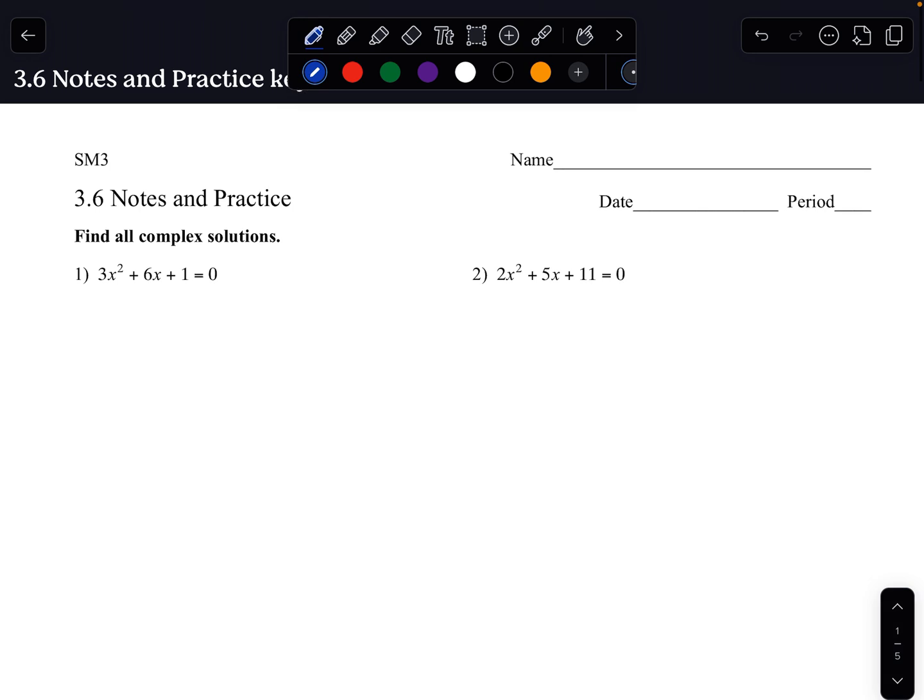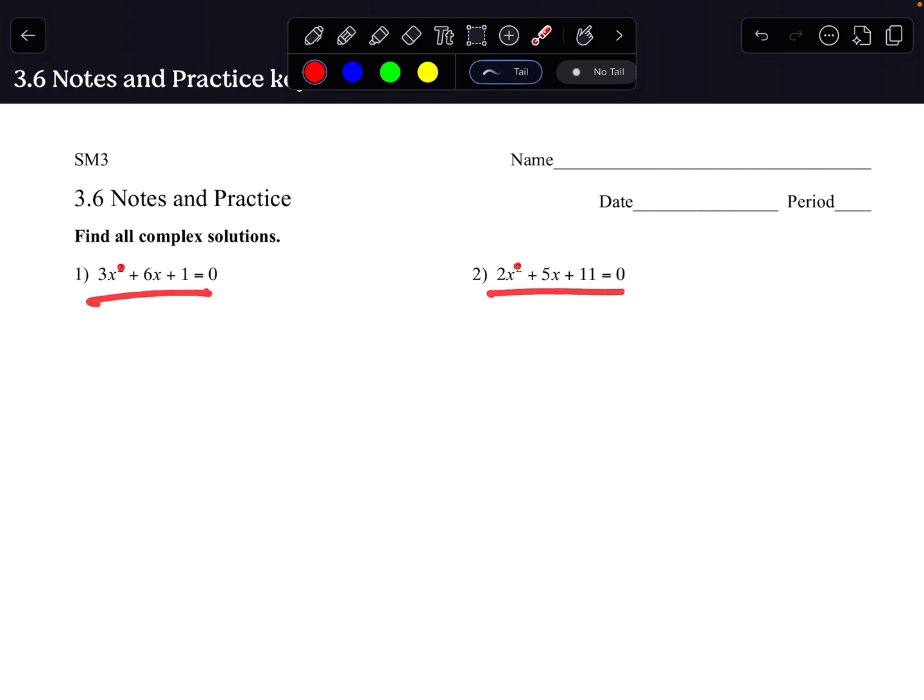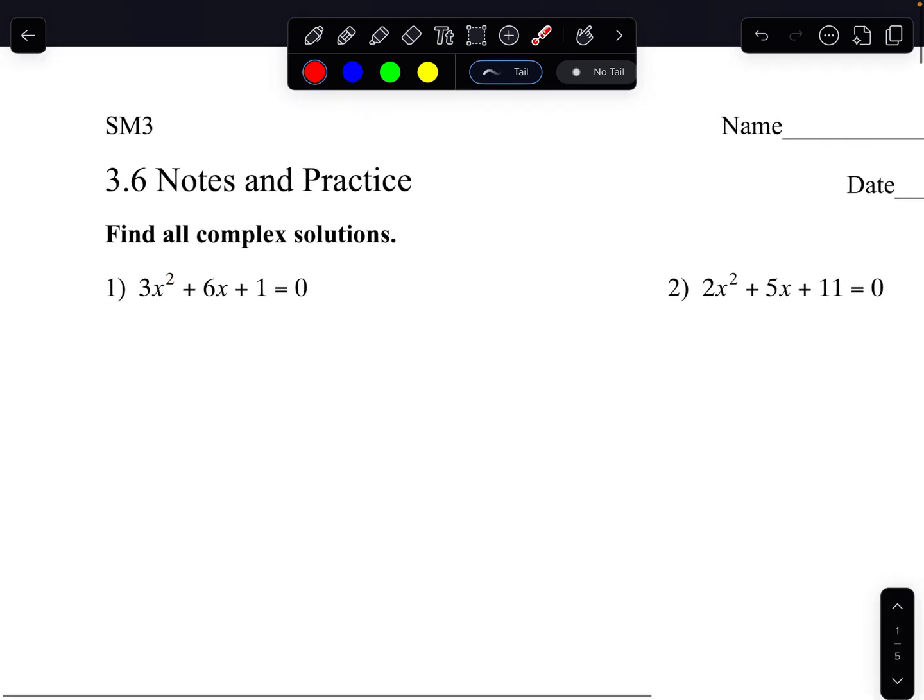We're going to start with question 1. We're going to be finding solutions to polynomials. So specifically, we're going to start with quadratics. So we have these two quadratics. They're trinomials and they're of degree 2. And so typically what we would like to do when we're solving these would be to factor.